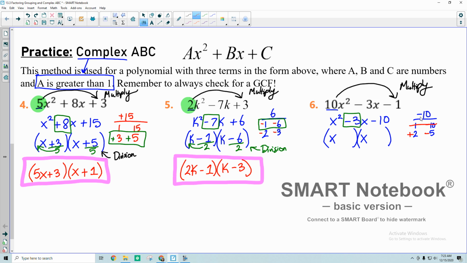And let me just double check again before I put it in there. So +2, -5, that multiplies to make -10. Yep. And -5 plus 2 adds to make -3. Wonderful. So now I can go ahead and put those in their place. So I have +2 and -5.